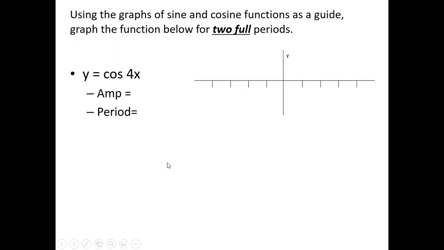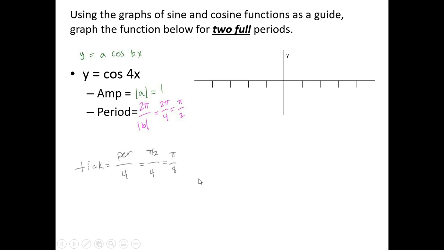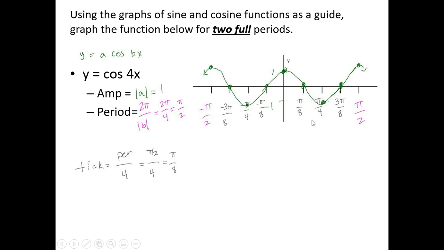All right, let's take a look at another example. So y is equal to cosine of 4x. So again, y is equal to a cosine of bx. My amplitude is the absolute value of a. Well, that's just 1. Period is 2 pi divided by the absolute value of 4. So my period is 2 pi divided by 4, which is pi over 2. So now my tick marks are going to be pi over 2 divided by 4, so pi over 8. So here I've got pi over 8, pi over 4, 3 pi over 8. This would be 4 pi over 8, and then negatively the same way.